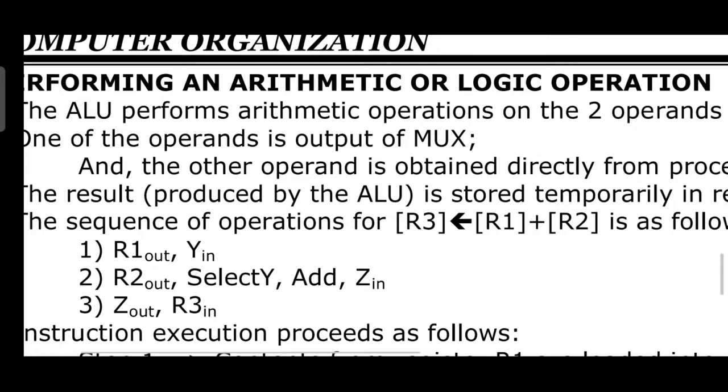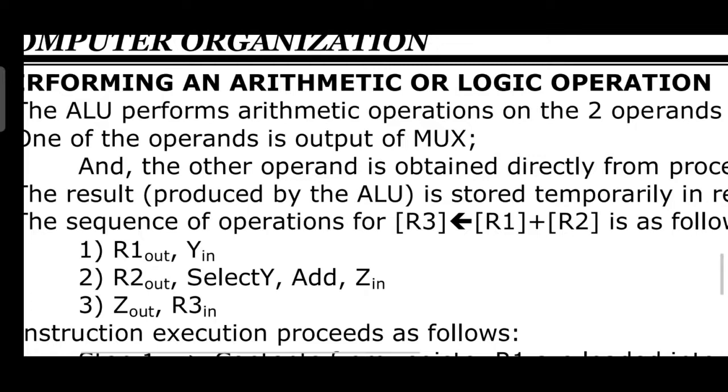Second step, you have to read the content from the second register. What is the second register? R2 is the second register, right? So R2 out, you take the output from register R2 and drive it. Now data is placed onto the internal processor bus, isn't it? Data is kept onto the internal processor bus.